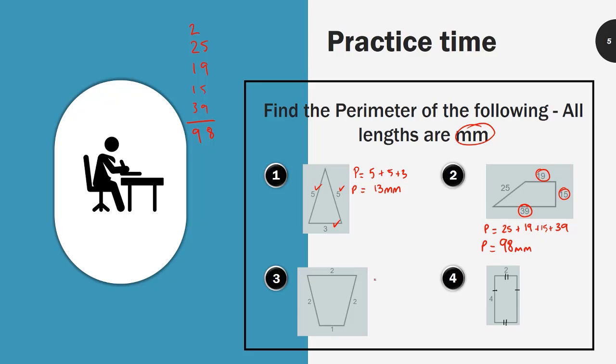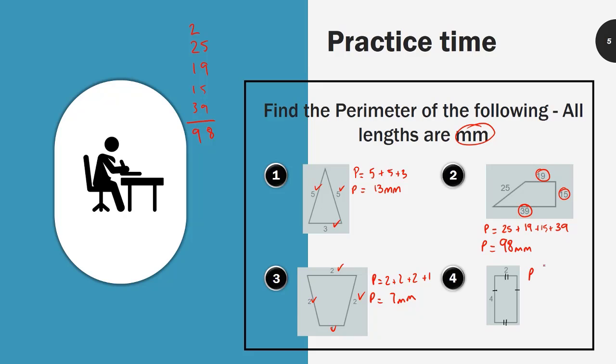Okay. Down here, perimeter equals 2 plus 2 plus 2 plus 1. Okay, 2, 4, 6, 7 millimeters.